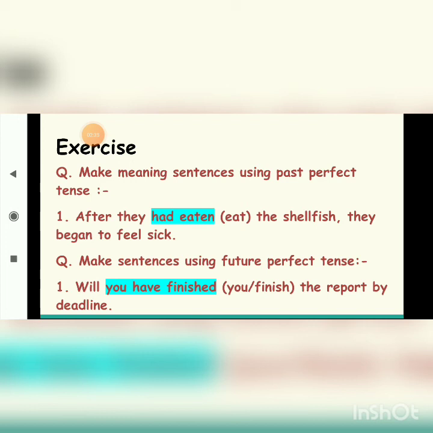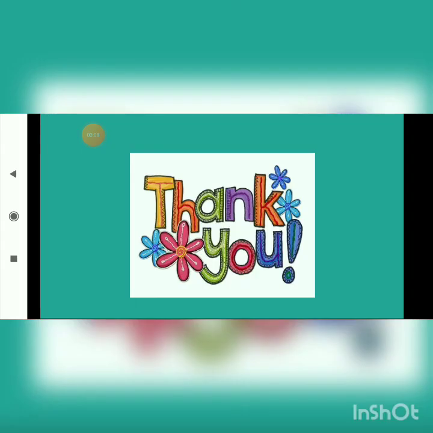Moving to our third one, make sentences using future perfect tense. Will you dash, in bracket it is given you slash finish, the report by deadline. So how we will change into future perfect? We will add over there you have finished. Okay, so how the sentence will become now? Will you have finished the report by deadline? I hope students this much must be cleared with everyone.